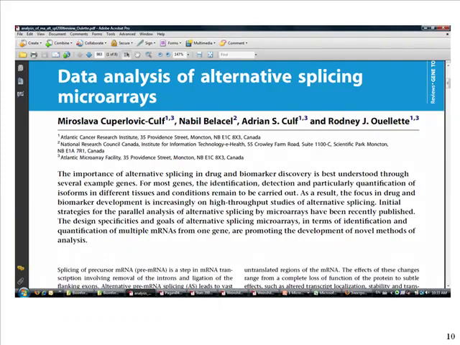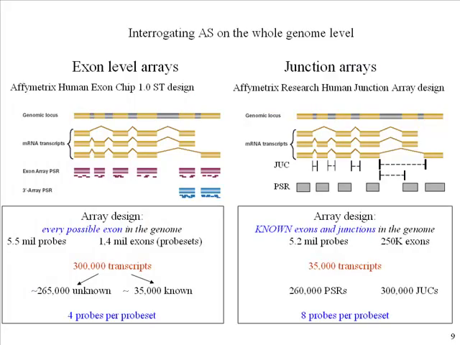Do you have any questions for this part? So you're saying that the junction arrays don't take into account a junction between exon 1 and exon 4? If it hasn't been known before, then no. So I would say that this is more of a discovery tool, and this is more of a validation tool.